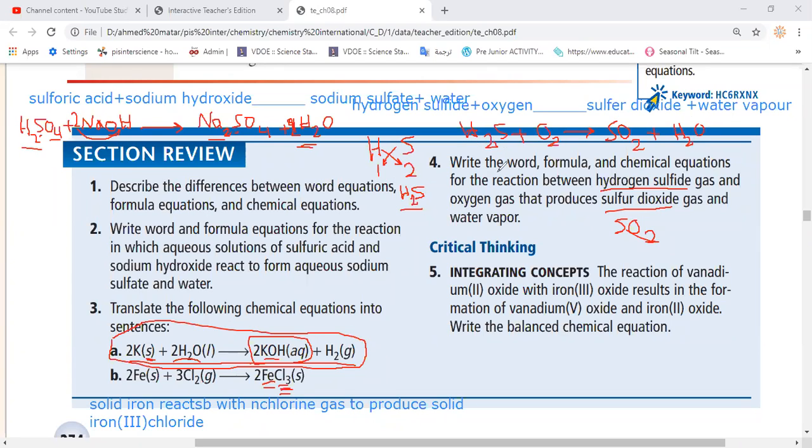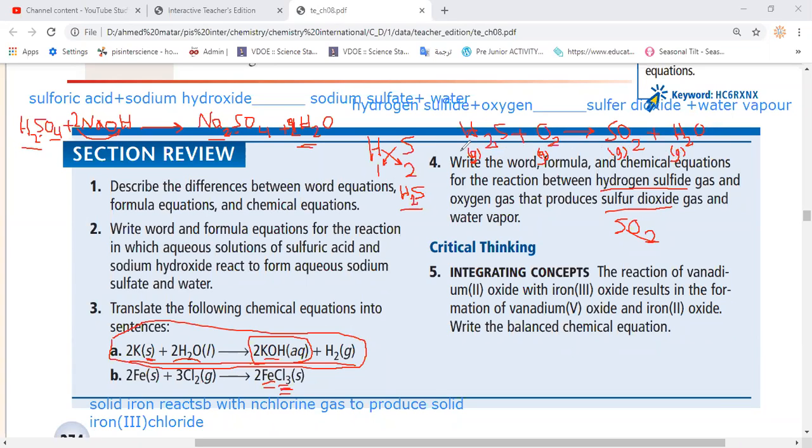Then we should mention the state here. Hydrogen sulfide is a gas, so we must write a bracket and write G. Oxygen also is a gas, so we make a bracket and write G. That will produce sulfur dioxide gas, so that's also G. And water vapor is a gas, so we must write G. Yes, because in the formula equation we should represent the state of matter as he already mentioned in the question. If we didn't write them, we would not know whether they are all gases, because water could be found in the liquid state. Then we start to balance the chemical equation.